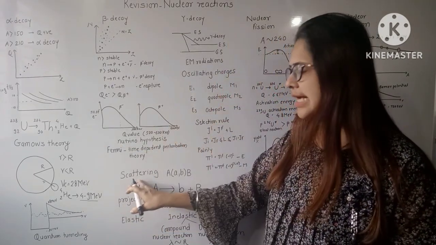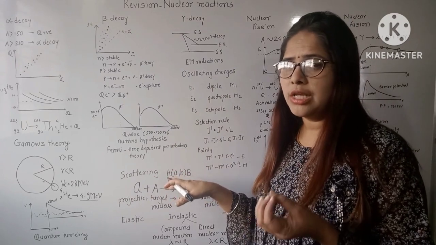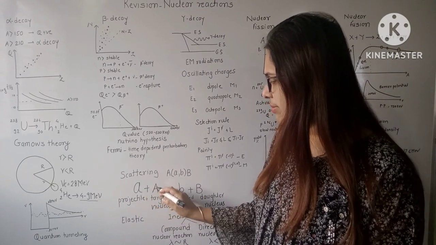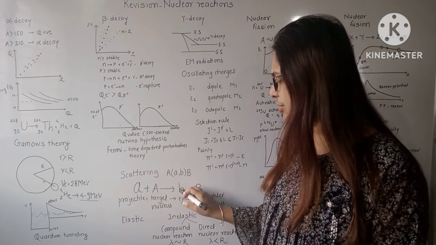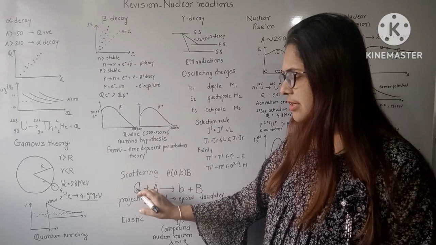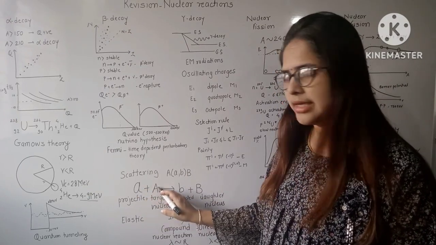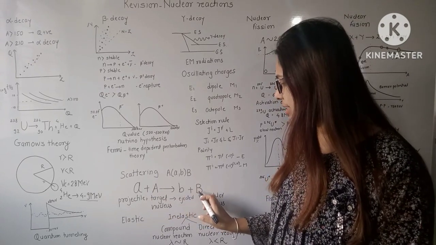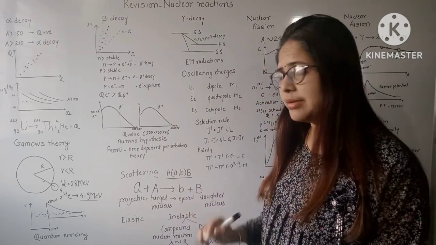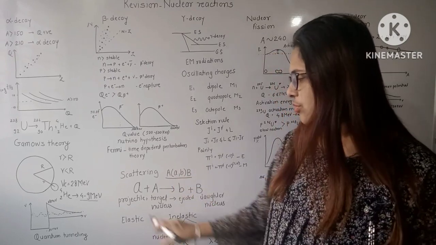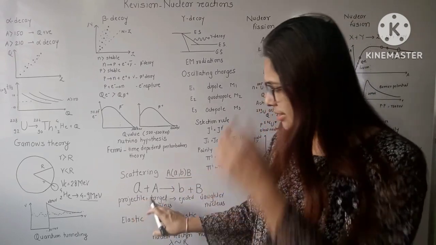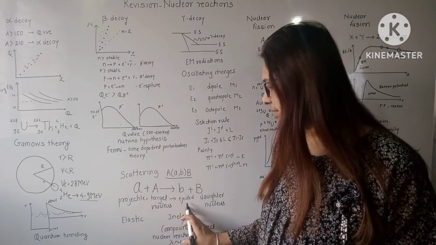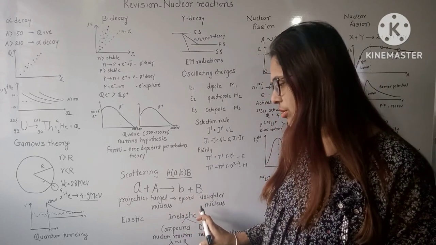Scattering is also one of the important nuclear reactions, which can be represented as small a plus capital A, which gives small b plus capital B, where small a is a projectile particle, capital A is a target nucleus, small b is an ejected particle, and capital B is a daughter nucleus.